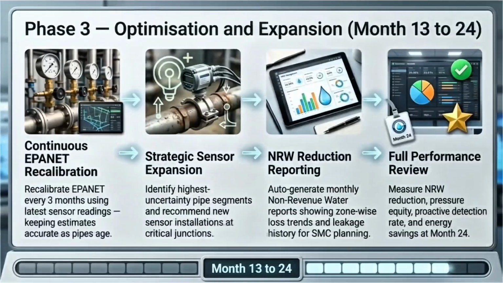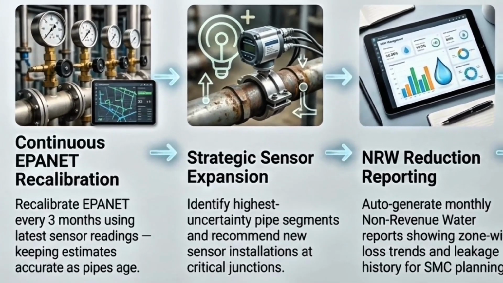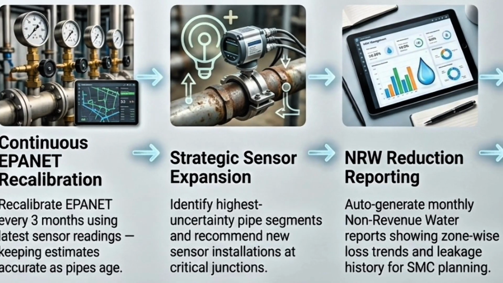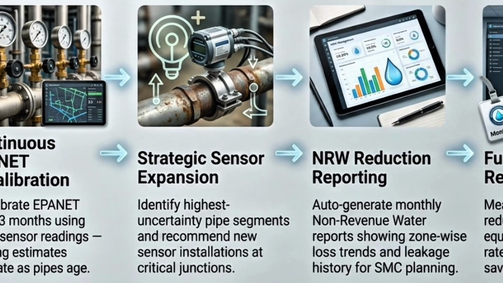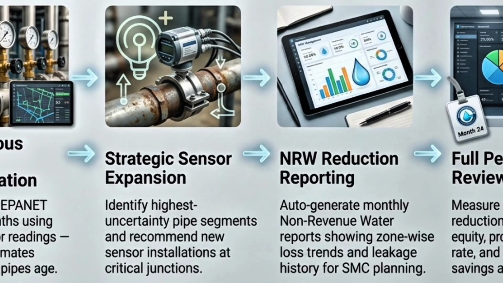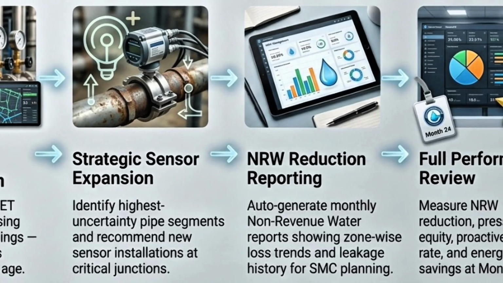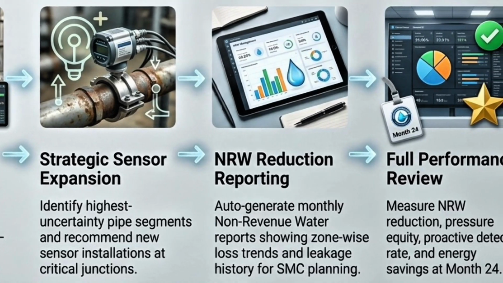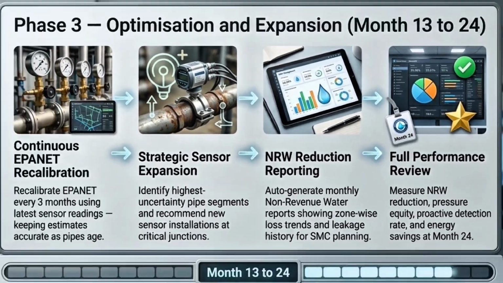Phase 3, optimization and expansion, month 13 to 24. EPANET models are continuously recalibrated using latest sensor data. Strategic sensor expansion is done at critical network junctions if required. NRW detection reports are generated to track losses and improvements. Finally, a full performance review evaluates efficiency, pressure equality, and the savings.